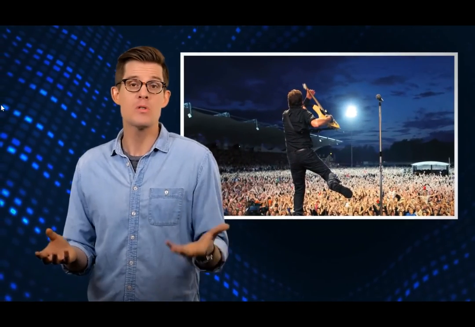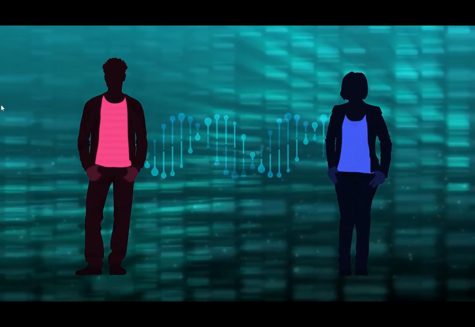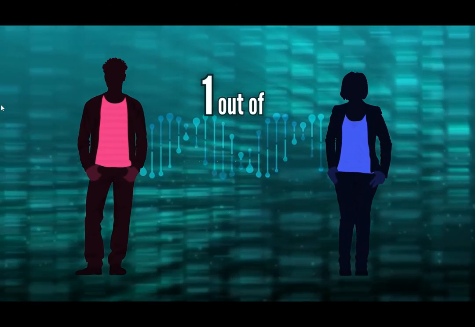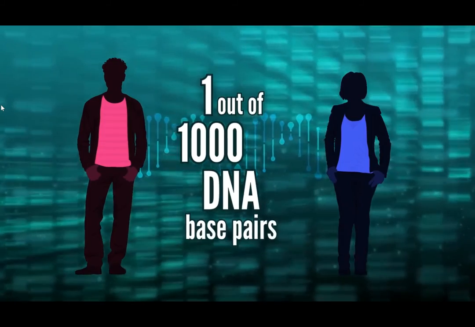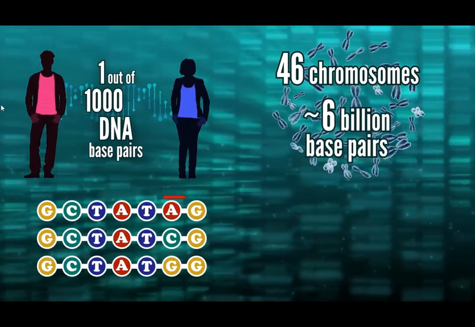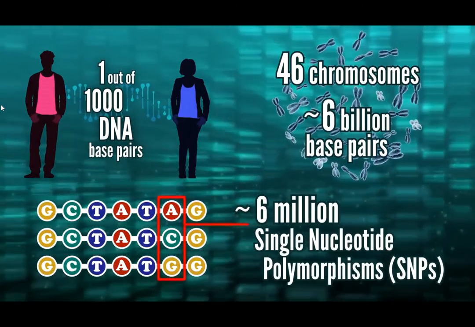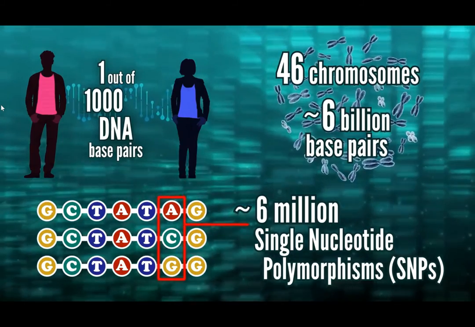To put that in perspective, that's only a third of your average Bruce Springsteen crowd. Sorry, boss. Today, any two humans only differ by about 1 out of 1,000 DNA base pairs. But our genome is so big, that's still millions of single letter differences, or SNPs, for single nucleotide polymorphism.